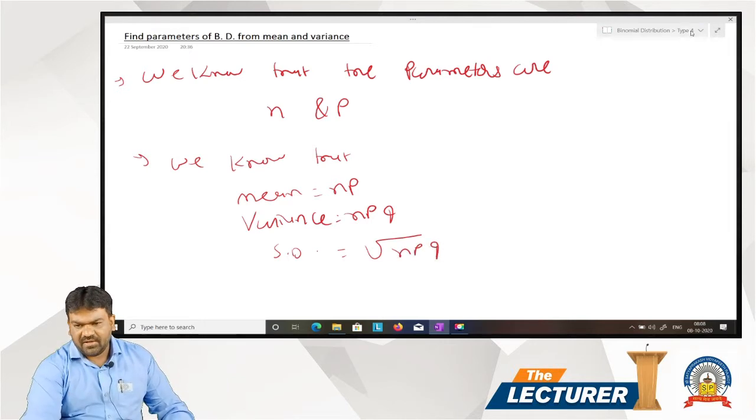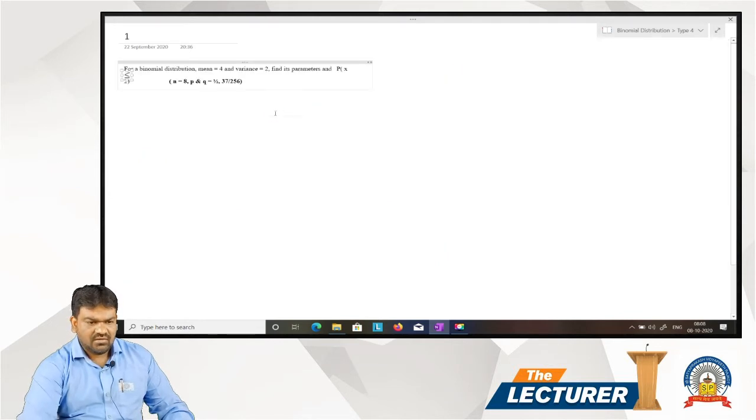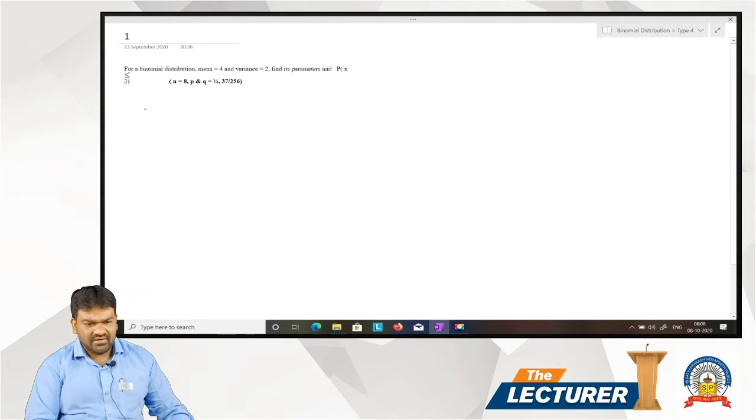First example of type 4, example number 1. For a binomial distribution, mean is equal to 4 and variance is equal to 2. Find its parameters and P of x lesser than or equal to 2. Here it is given that mean is equal to 4 and variance is equal to 2.